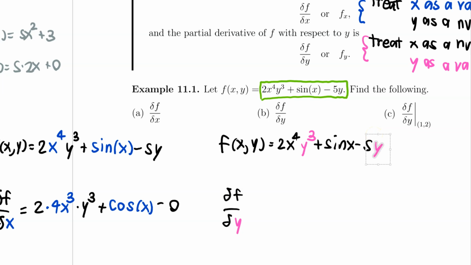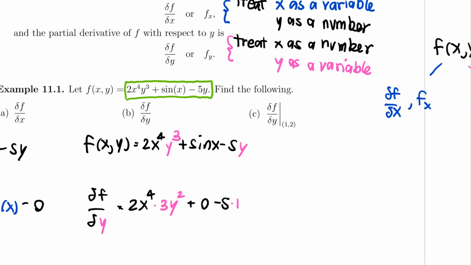So for the first term, the derivative of 2x to the 4th, well, this is just a number, so it stays that way. I'm going to have 2x to the 4th and then the derivative of y cubed will just be 3 times y squared. Now for the second term, sine of x, this is just a number because I think of x as a number, so this is a number by itself and its derivative is going to be just 0. And for the last term, the derivative of minus 5y is going to be just minus 5. Or you can say that the derivative of y is 1, so I'm just going to have negative 5 times 1, which is minus 5 anyway.